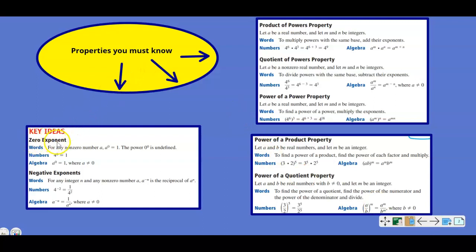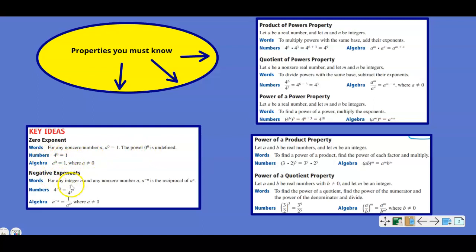All right, the zero exponent. For any non-zero number a, a to the 0 equals 1. So this is saying basically anything to the 0 power equals 1. 0 to the 0 power is undefined. But examples, 4 to the 0 power equals 1. 10 to the 0 power equals 1. Anything to the 0 power equals 1 except 0 itself.